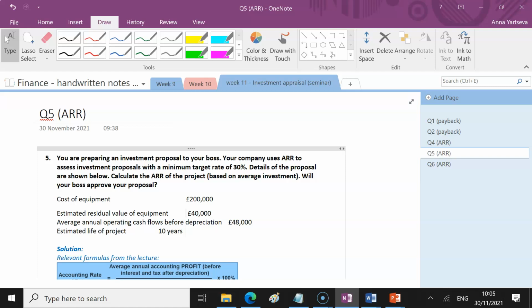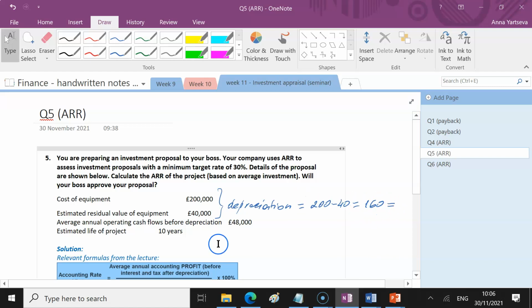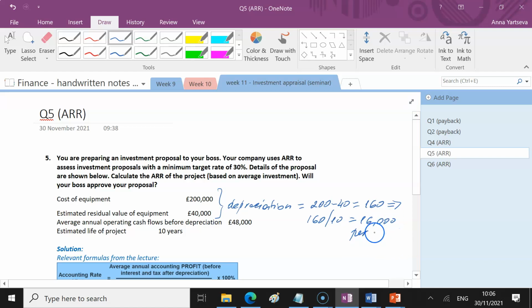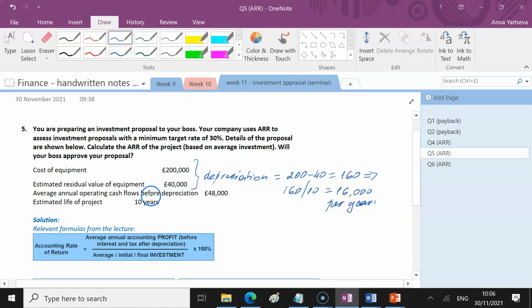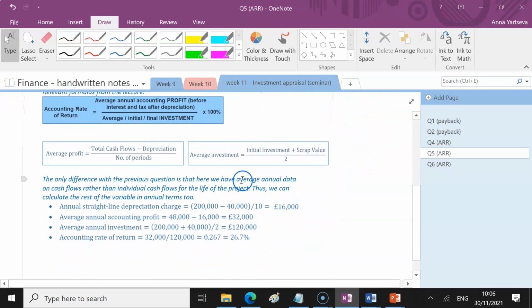Residual value is 40,000, which immediately implies that your depreciation is the difference. It's 200 minus 40, which is 160. It's the total depreciation. Because the estimated project's life is 10 years, if you divide 160 by 10, it's going to be 16,000 per year. It's the annual depreciation. Average annual operating cash flows before depreciation is 48,000. You need to advise what will happen. So here we use average annual data rather than individual cash flows. We don't divide by the number of periods because they've been given per period already.